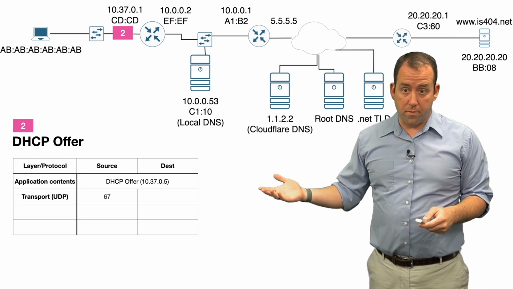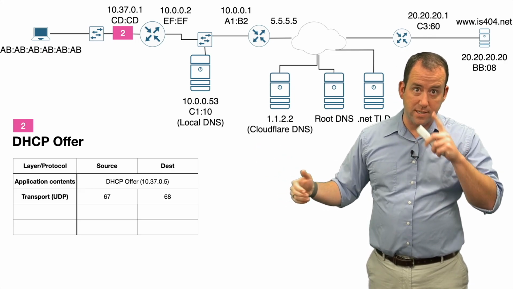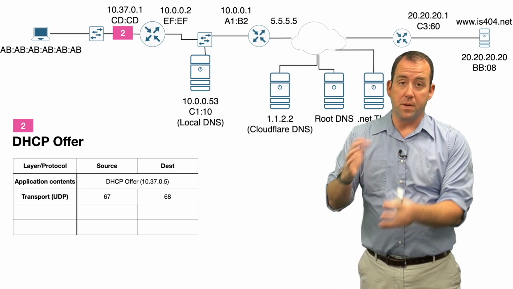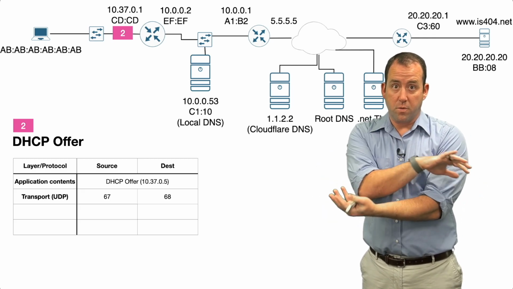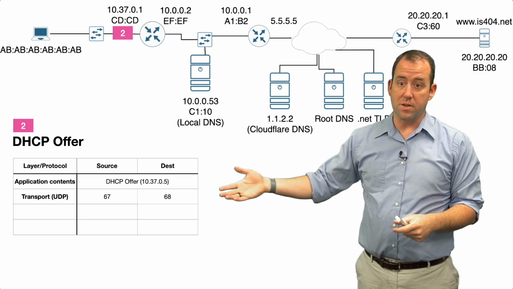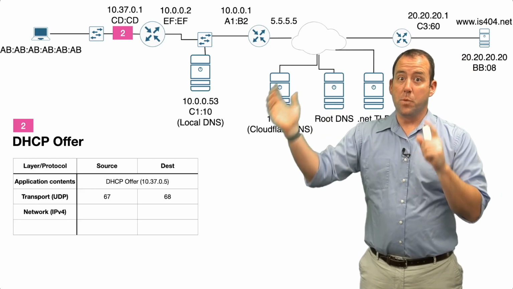That reverses these addresses. So remember, it was from port 68 to port 67. The response is going to be from port 67 to port 68, because just like when you're writing a letter and you reverse the sender and the receiver when you're sending the response back, we're going to do that with all of these addresses. Very similarly, but differently, we have our network layer.